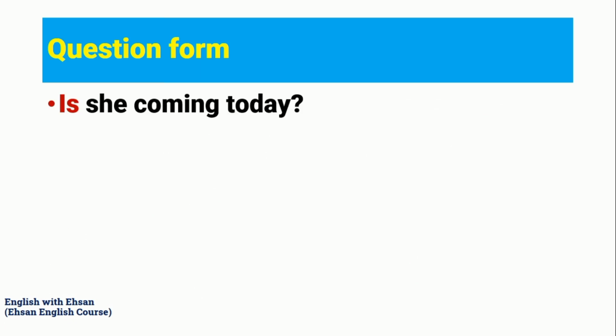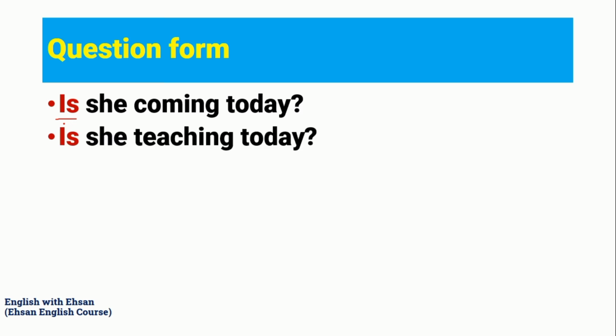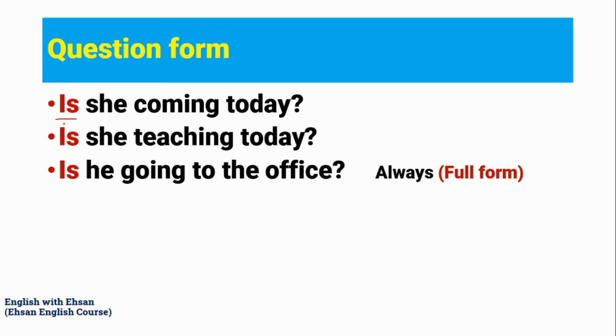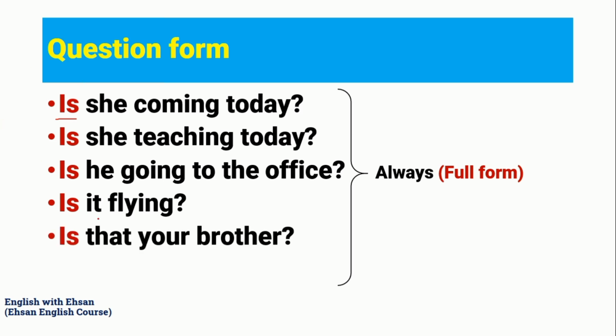Is she coming today? Also, here is the to be verb. We bring that to the beginning. Is she teaching today? Is he going to the office? Always full form. Is it flying? For all the single subjects we make questions, and we use "is." Is your brother... Is this your book?